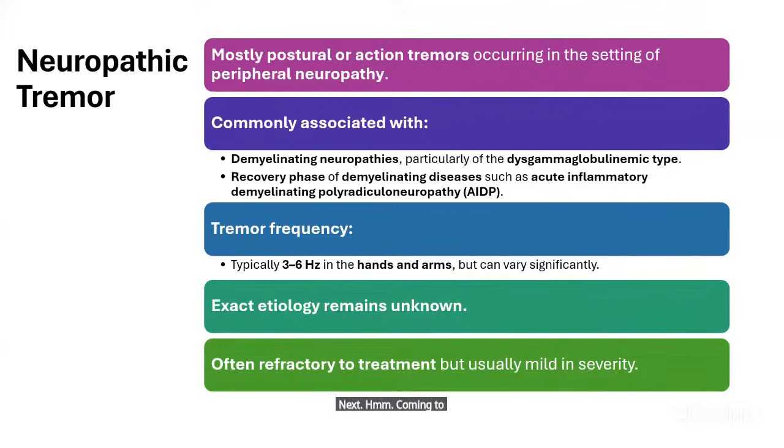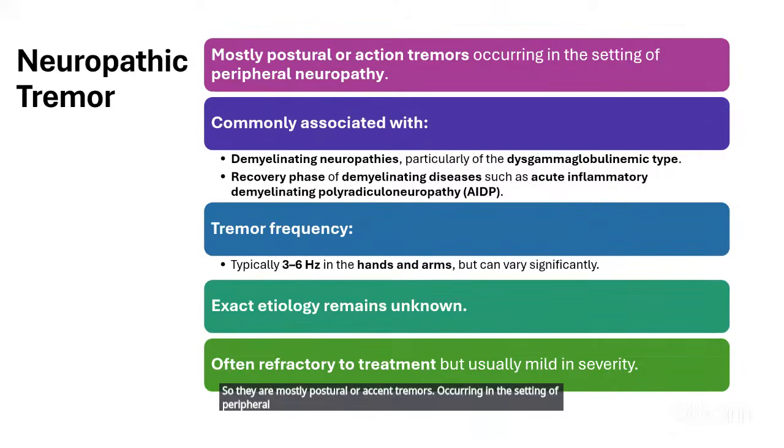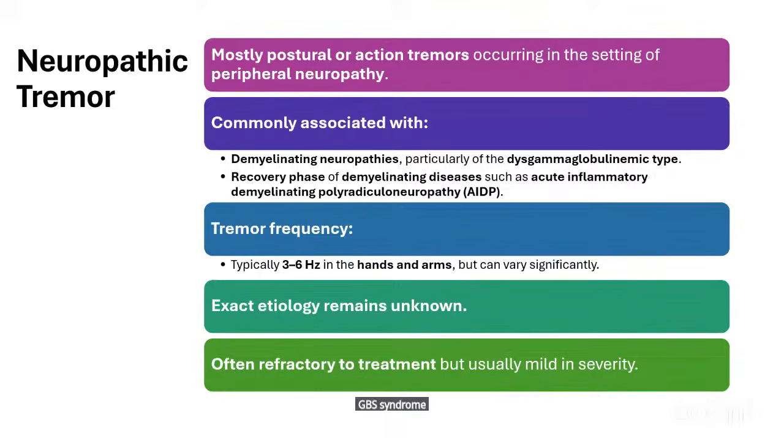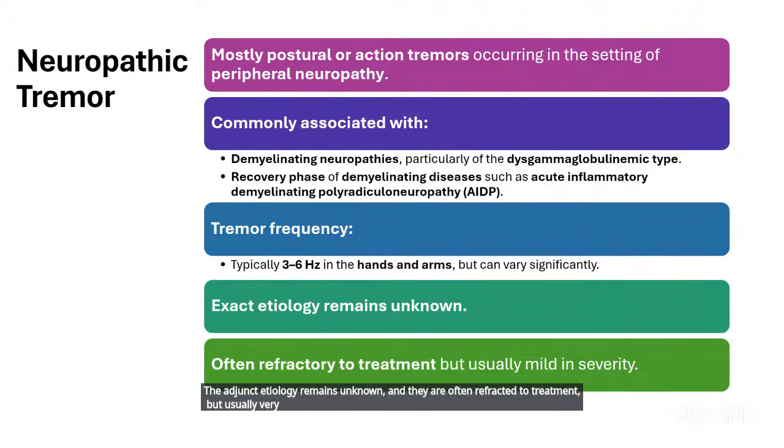Coming to neuropathic tremors, they are mostly postural or action tremors occurring in the setting of peripheral neuropathy, and they are seen in demyelinating neuropathy like dysgammaglobulinemic neuropathy, or the recovery phase of demyelinating neuropathy like GBS. They have a 3 to 6 hertz tremor frequency in the hands and arms, but it can vary significantly. The exact etiology remains unknown, and they are often refractory to treatment, but usually very mild in severity.